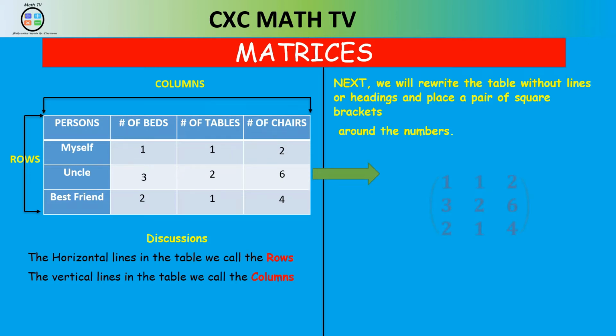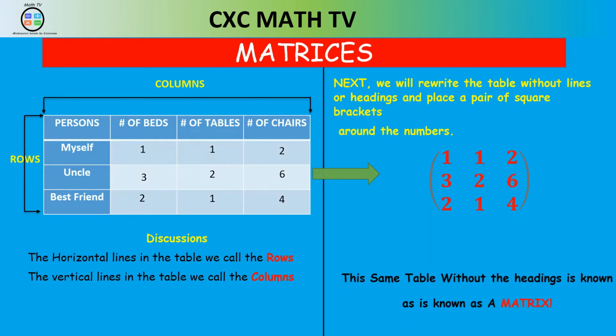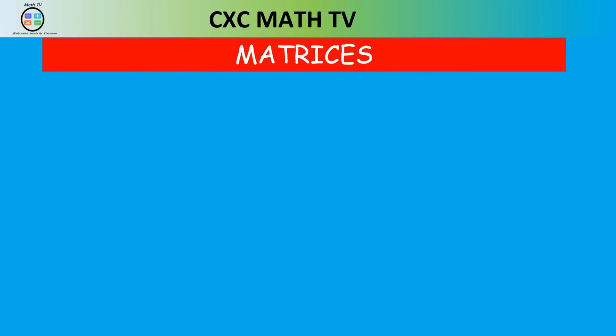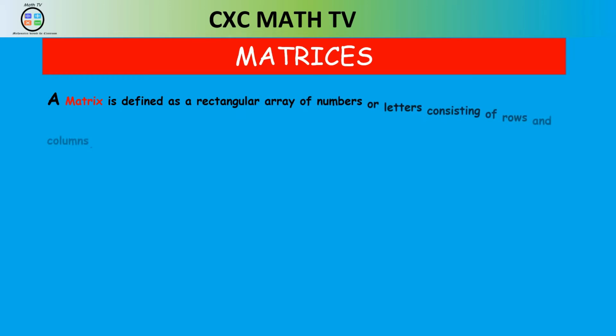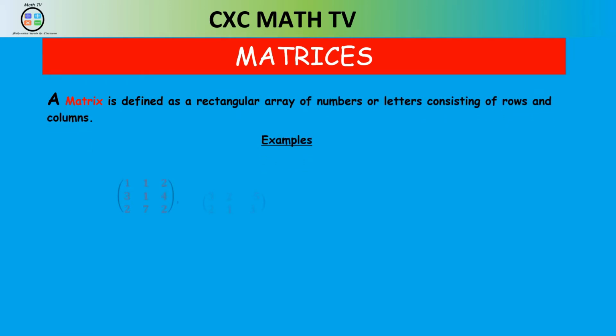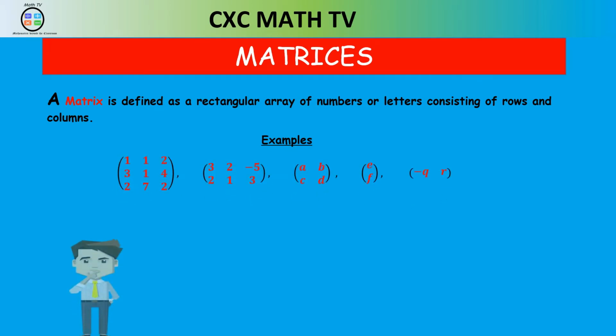When we do so, this is known as a matrix. That's all a matrix is. So a matrix is defined as a rectangular array of numbers or letters consisting of rows and columns. Examples: 1 1 2 3 1 4 2 7 2, 3 2 minus 5 2 1 3, A B C D E F, minus Q R.